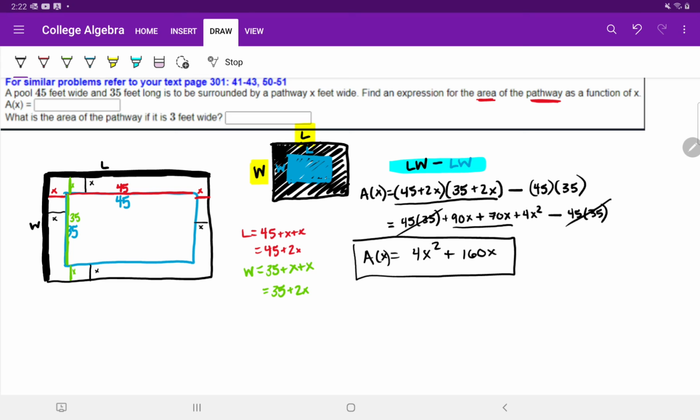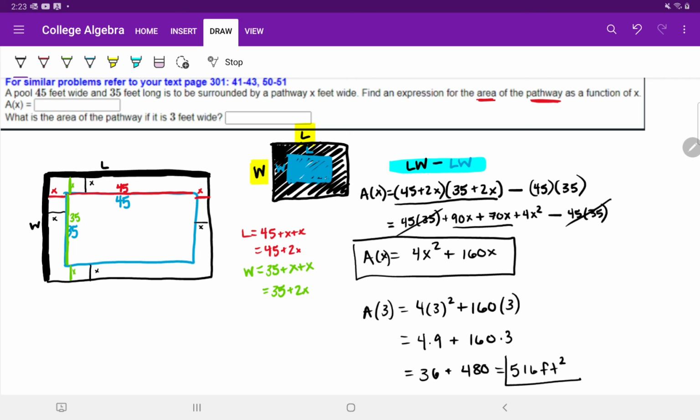They ask us a follow-up question. What is the area of the pathway if the pathway is 3 feet wide? So what they're asking us to do here is put 3 in for x. So that'll be 4 times 3 squared plus 160 times 3. So we end up with 4 times 9 plus 160 times 3, which is 36 plus 480. So that'll be 516 feet squared.